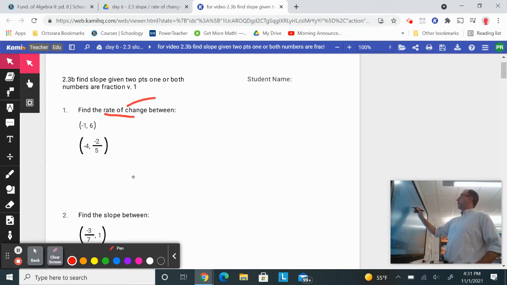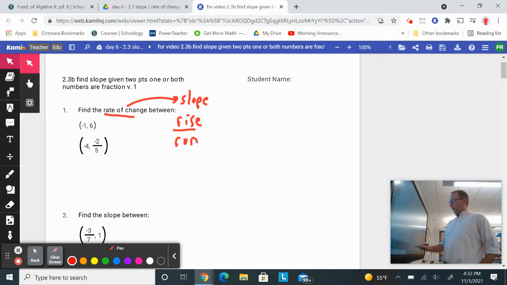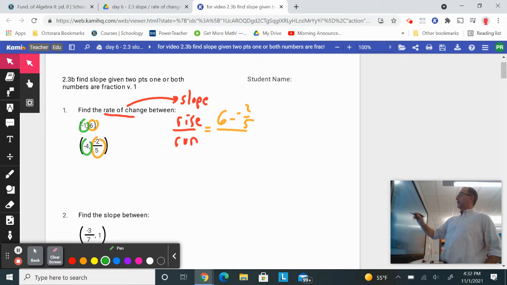First of all, rate of change is the slope. And we all know slope is rise over run. And the rise you get from working with the y values. So in order to get the rise, you would subtract the 6 minus, in this case, negative 2/5. And then to get the run, that would be the change in the x's. Now, if you started with the 6 for the y's, you got to start with a negative 1 for the x's. So you need to take negative 1 minus negative 4.